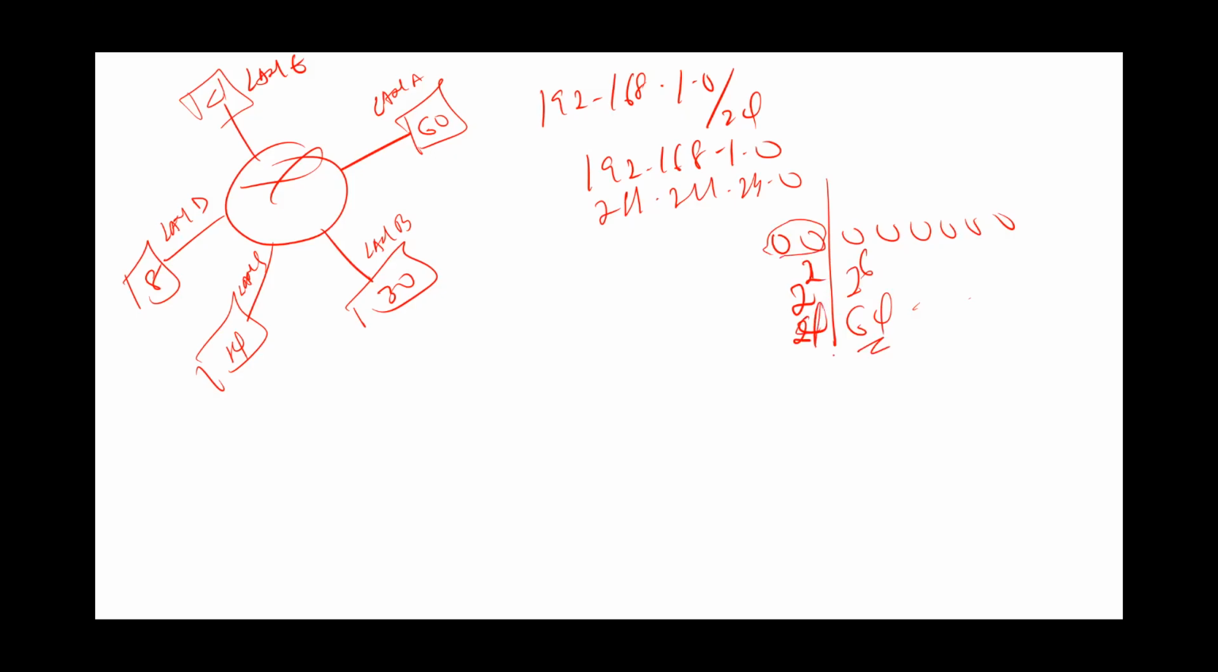4 subnets, 64 addresses per subnet. And now the next thing is to write out the subnet's address ID. So the first subnet will be subnet 0. The second subnet will be subnet 1. The next subnet will be subnet 2. The last subnet will be subnet 3.